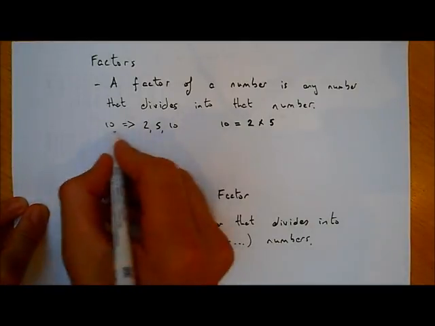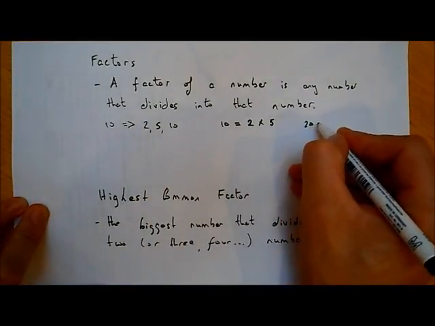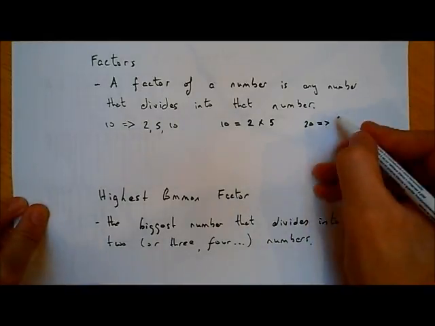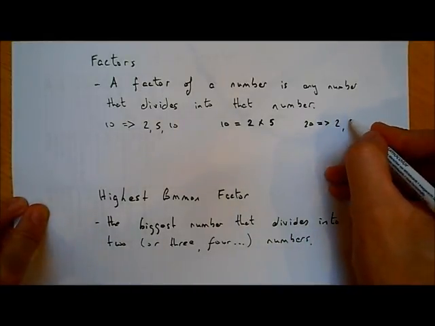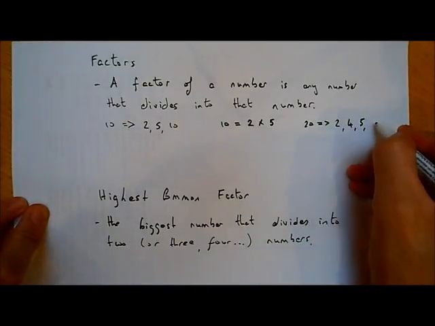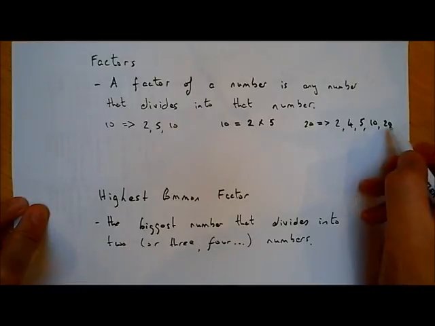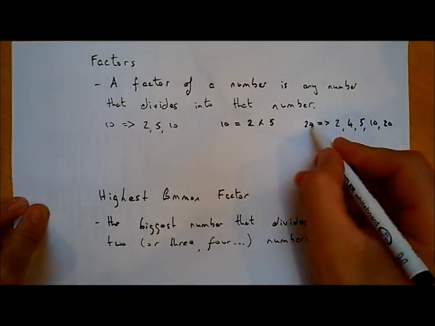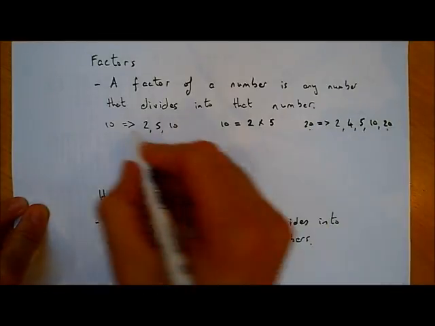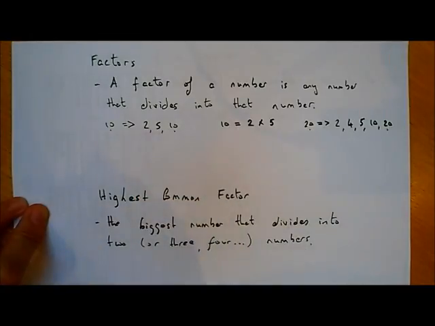The factors of, let's say, the number 20. What numbers divide into the number 20? 2 divides into 20, 4 divides into 20, 5, and 10, and 20. One thing that you'll notice is that the number itself is always a factor of itself. So 20 is a factor of 20 and 10 is a factor of 10.